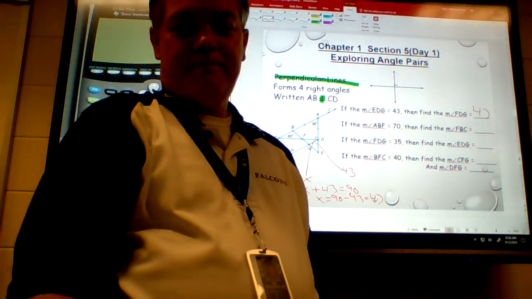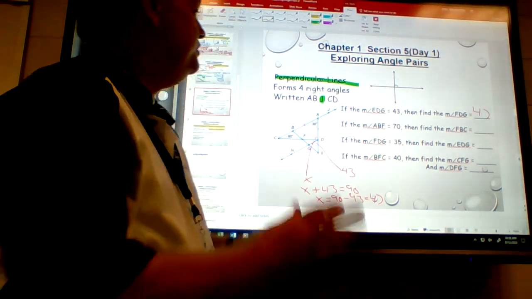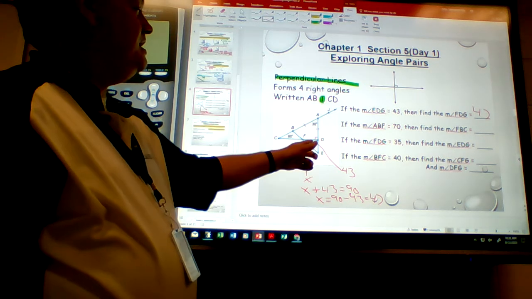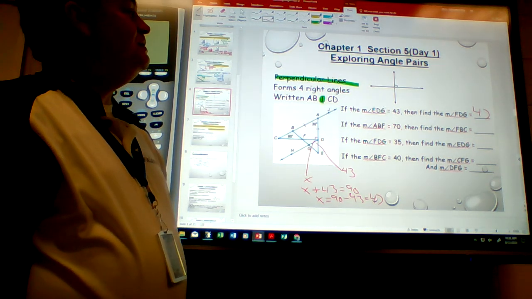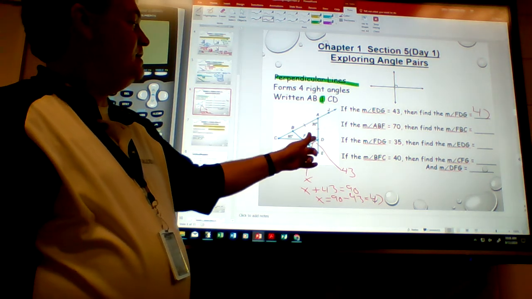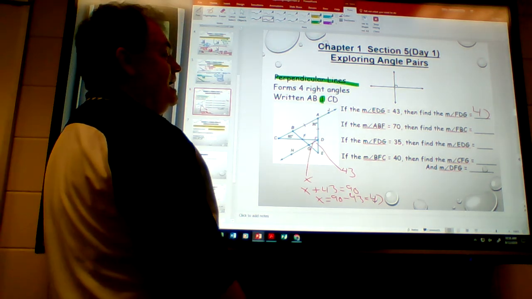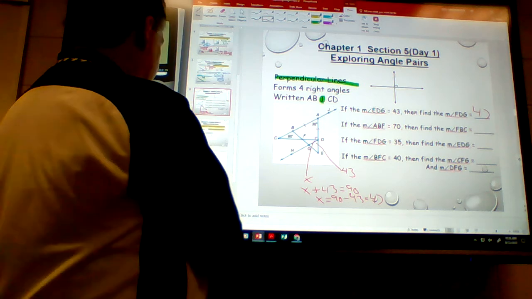Okay, let's go ahead and do part two. All right, in part one, we discussed how these angles form a 90-degree angle. So angle FDG, which is right there in red, is going to have a measure of 47 degrees.